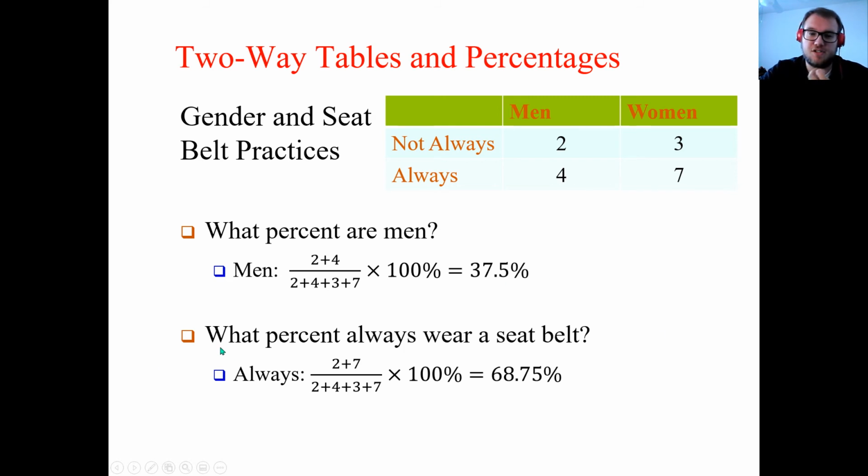And then another question is, what percent always wear a seatbelt? Well, our bottom still needs to be the total number in our two-way table. So 2 plus 4 plus 3 plus 7, that's 16 again. And then we need to look in the always row. This actually has a typo on it. It should be 4 plus 7, that's 11. And 11 divided by 16 equals 68.75%. Just this, that 2 should be a 4.